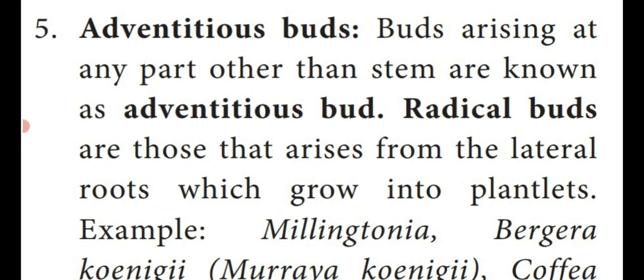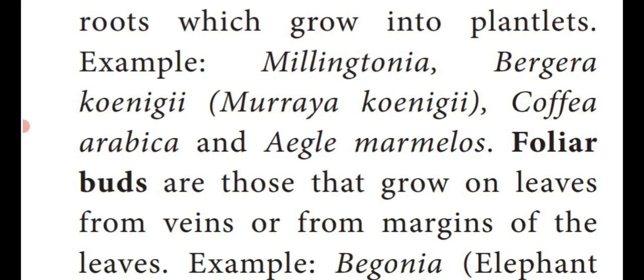Example, Millingtonia. Another one, Murraya koenigii, in English curry leaves, in Tamil karivepilai. Murraya koenigii is the binomial name of curry leaves. Coffea arabica, that means coffee seeds, is the binomial name of coffee. And Aegle marmelos is the binomial name of the wilwum plant. So these three are examples of radical buds.